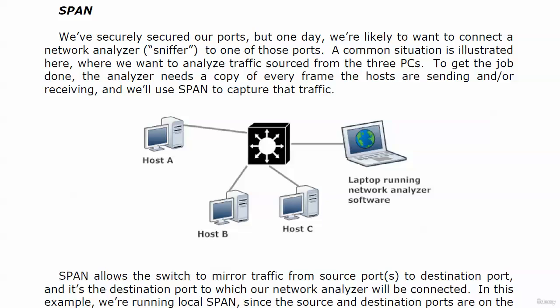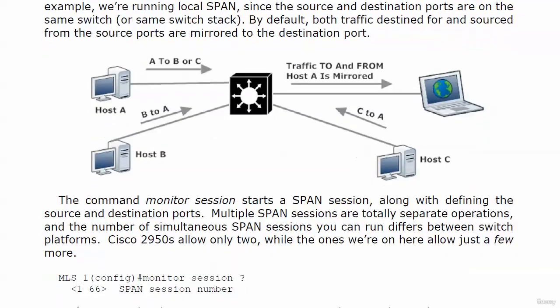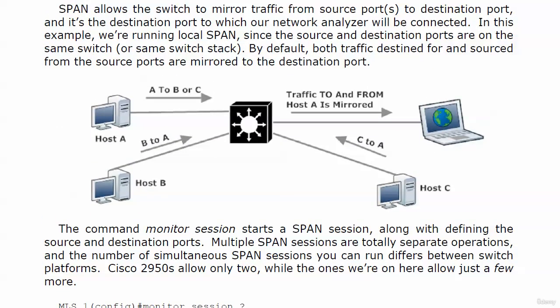Now, when I say capture, I don't mean grab it and bring it over to the analyzer and it doesn't get to the destination, because, of course, that would just be a tad counterproductive. What we're doing instead is span allows the switch to mirror traffic from source port or ports to a destination port, and it's the destination port to which our network analyzer would be connected. I could use a laptop with network analyzation software on it. Of course, there are huge dedicated devices that do nothing but analyze traffic to the nth degree. But either way, we've got to mirror traffic to that network analyzer.